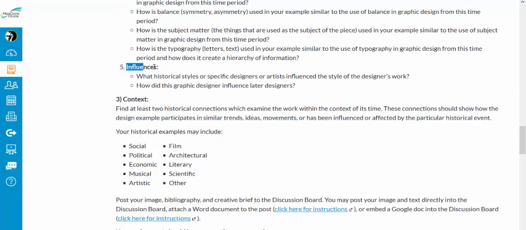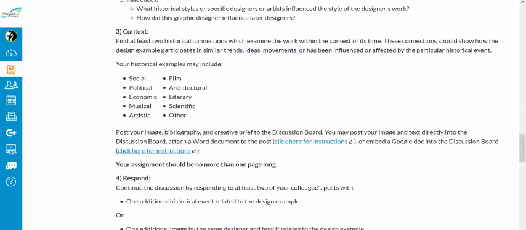And then you're going to talk about some context. You're going to find at least 2 historical connections to your graphic design example. And by historical connections, they could be just about anything. And here's a list here.